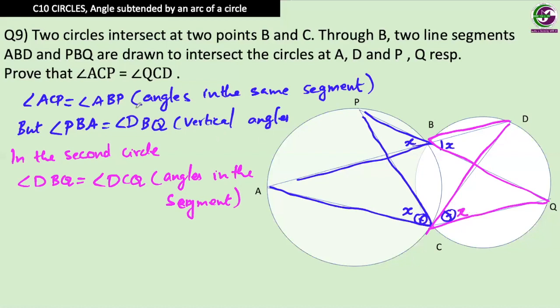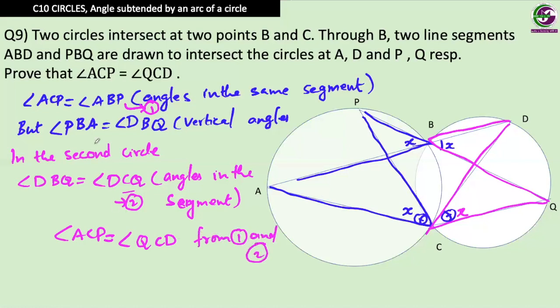So let us name, this is equation 1 and this is equation 2. From 1 and 2, we get angle ACP is ABP, but we have ABP is DBQ. And finally, we get DBQ is QCD. So angle QCD from equation 1 and 2. That was to be proved.